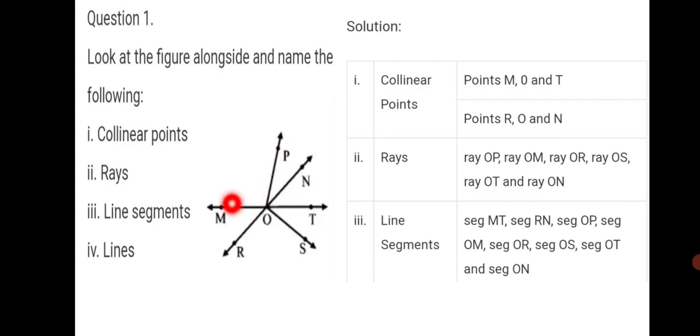Seg OM. Seg OR. Seg OS. Seg OT and seg ON. So that means the rays are also forming the line segments. Next, let's name the lines. So we have lines which have arrowheads on both the ends. Only 2 such lines can be seen. So name them. Line MT and line RN are the 2 lines.